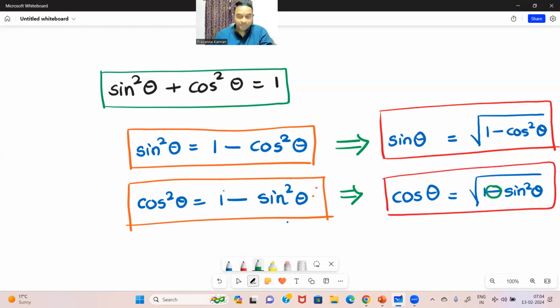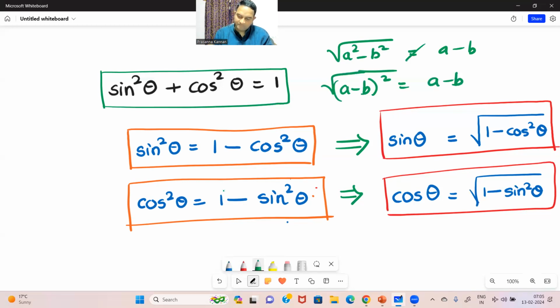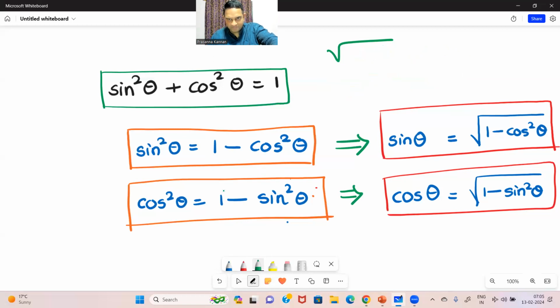Because there is a minus sign, you cannot take these out. Because root of a square minus b square is not equal to a minus b, correct? Because if you have a minus b whole square, root of that will be a minus b. So 1 minus sine square theta, you cannot write it as 1 minus sine theta, correct? Is it clear so far? Any doubts? No. Okay, good.